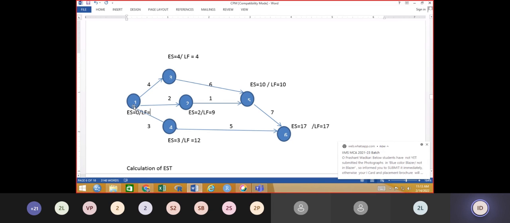Now if you subtract the 1 to 4 duration, that is 12 minus 3, 9. But that cannot be. Why? Because the other activities will overlap, because the earliest start time and latest finish time should be 0, the same. So here 12 minus 3 is 9, again 9 minus 2 is 7, and 4 minus 4 is 0. So 0 will be considered. The minimum difference we have to consider.